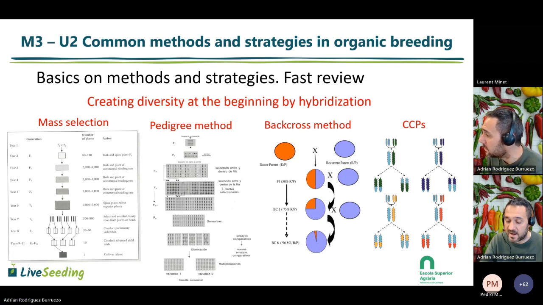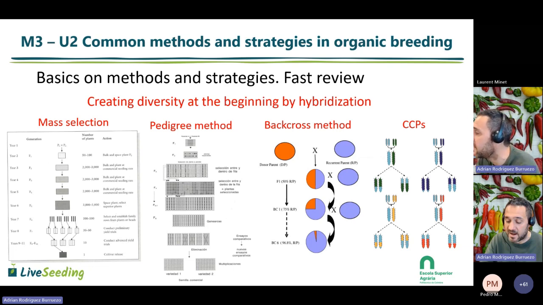keeping all the traits with the only exception of one trait or a couple of traits which is given by the donor parent, because I'm not interested in the donor parent, but in one or two traits. I'm interested in the recurrent parent, in the variety I want to improve. And only interested in a very small genetic part of the donor parent.